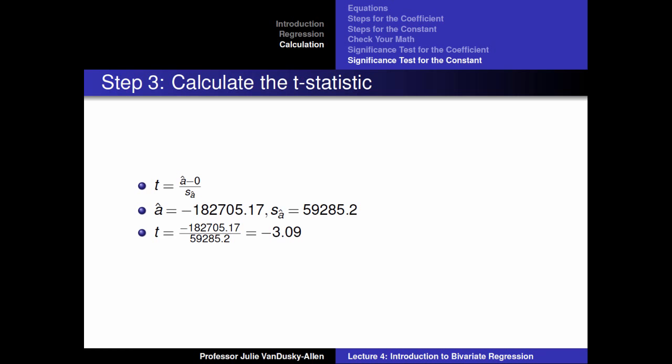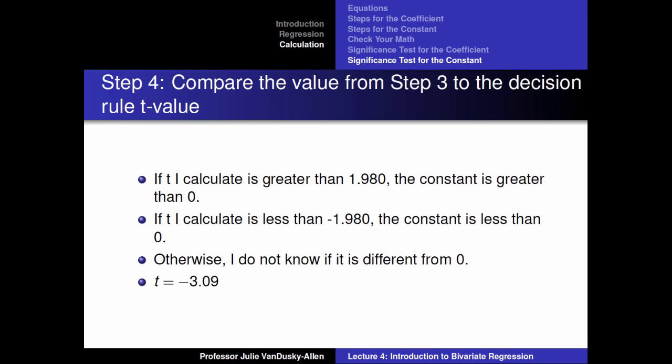So applying this to our example, our a hat was negative 182,705.17, and the standard error of a hat was 59285.2. So negative 182,705.17 minus 0, and that value divided by 59285.2 is negative 3.09. So our t-score was negative 3.09.